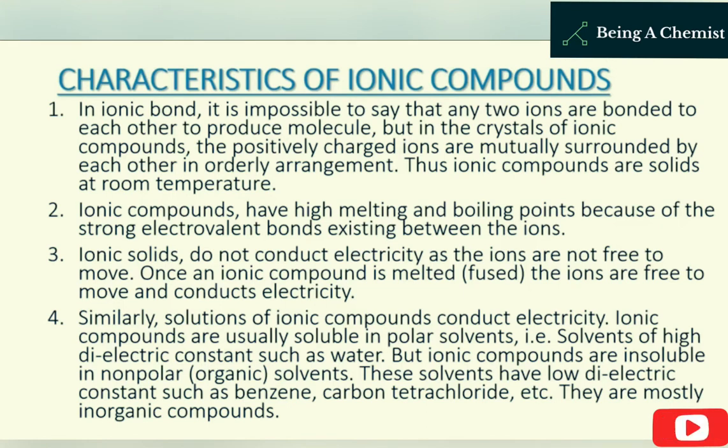The second characteristic is that ionic compounds have high melting and boiling points because of the strong electrovalent bonds existing between the ions, as we have already discussed before. So because of the electrovalent bonds, which are very strong, ionic compounds always have high melting and boiling points.